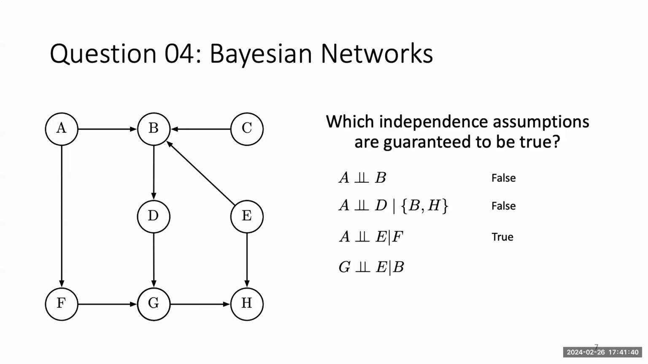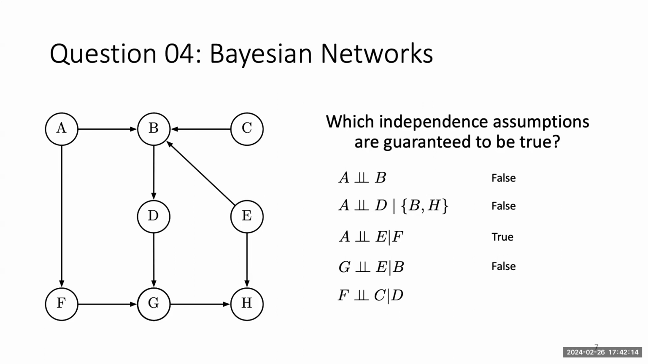G is conditionally independent of E given B. True or false? All right, it's false. Why is that?